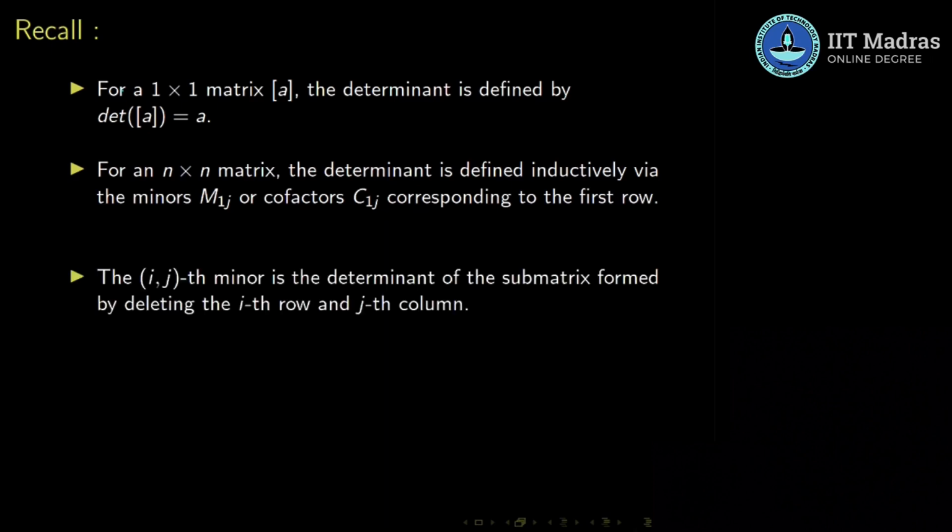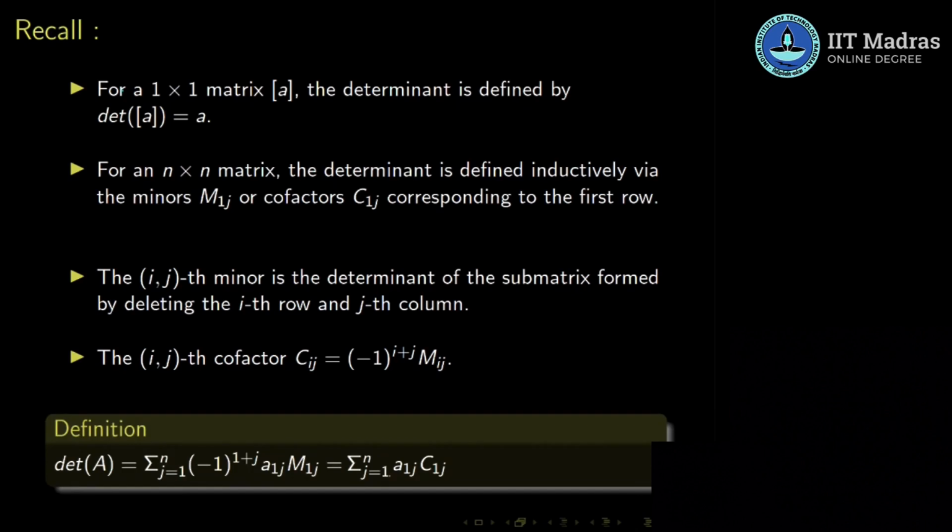Just to recall, the ijth minor is the determinant of the submatrix formed by deleting the ith row and jth column. So, you have n rows and n columns, you delete the ith row and the jth column, and then you are left with an n minus 1 by n minus 1 matrix, and then you take the determinant of that. And the ijth cofactor is minus 1 to the power i plus j times the ijth minor.